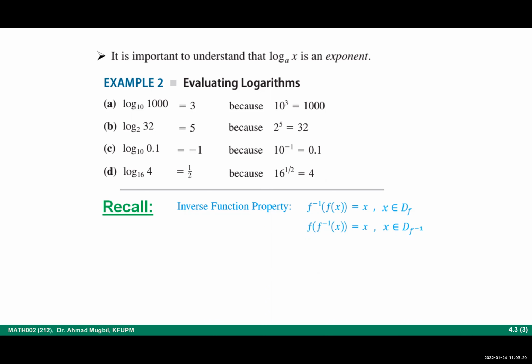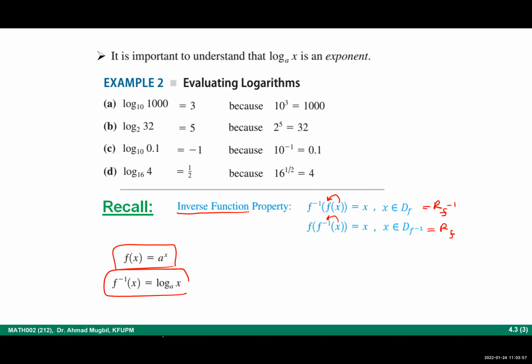The composition between the function and its inverse, which we call the inverse function property or the cancellation property. Of course, here x needs to be in the domain of the function, which is the range of the inverse. And x here needs to be in the domain of the inverse, which is the range of the function. So this x is not the same as that x. If we are talking about the exponential function and its inverse, the logarithmic function, their composition will give you x also.